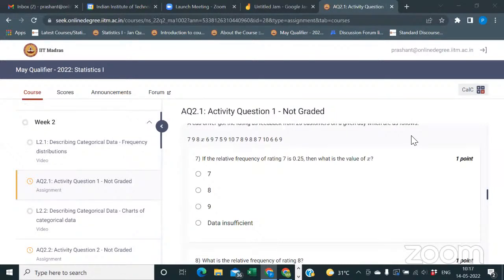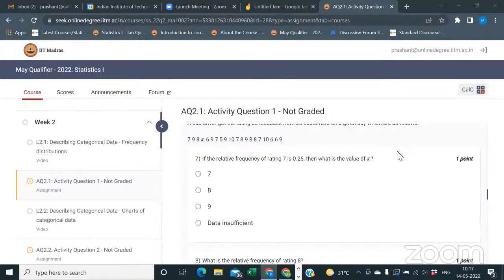So week 2 assignment 1, question 7. I just got this corrected. This one? Yes, sir. Can you tell me what was your approach for this question? Sir, I wasn't able to get the value of x. I thought that it would be data insufficient. No, no, data is not insufficient.